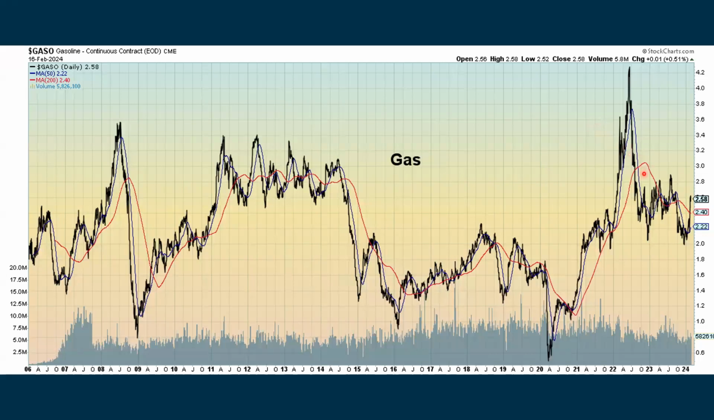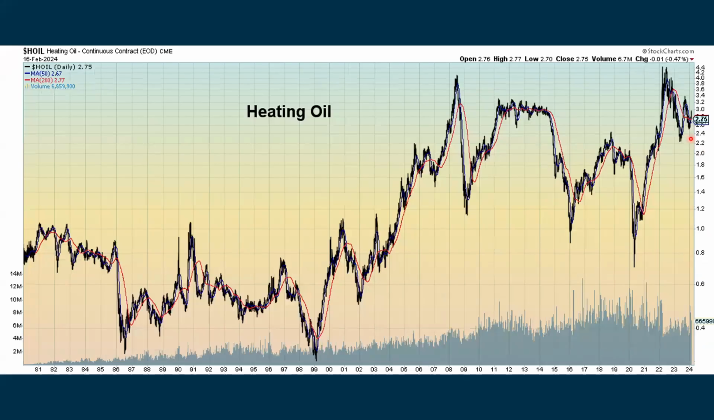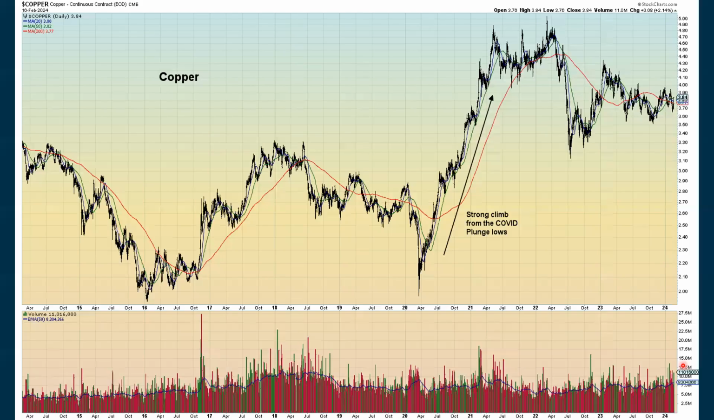We are keeping an eye on gas. It's still in a longer-term downtrend, but it has been shooting back up over the last few trading sessions. Diesel also has been turning back up, even though it's still in a longer-term downtrend. Heating oil starting to go back up, but still in a downtrend. Natural gas has really been going lower here and is hitting very low prices right now.